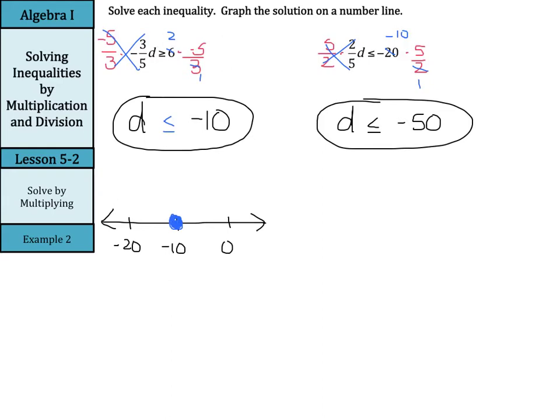Well, ask yourself, is negative 20 less than or equal to negative 10? Yeah. So you're going to shade in that direction. Is 0 less than or equal to negative 10? No, so we're not shading that way.